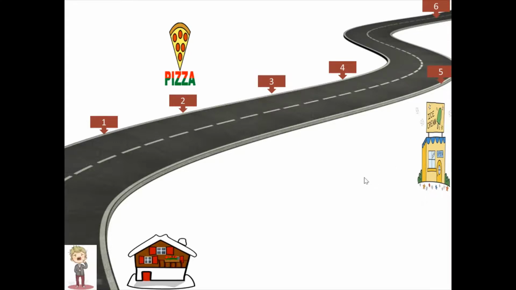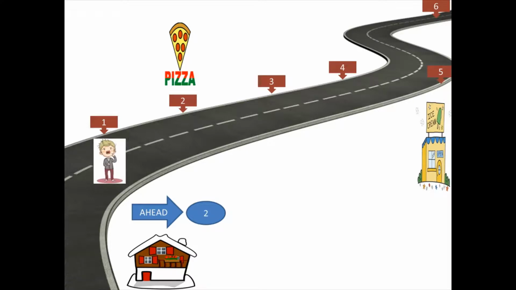And here our boy Devansh is there, who is feeling hungry. Okay, Devansh is feeling hungry, so his mom says that you go ahead by 2 kilometers, you will get something to eat. Okay, so he goes 1 kilometer and 2 kilometer, and what he gets? Pizza. Okay, so he eats pizza.